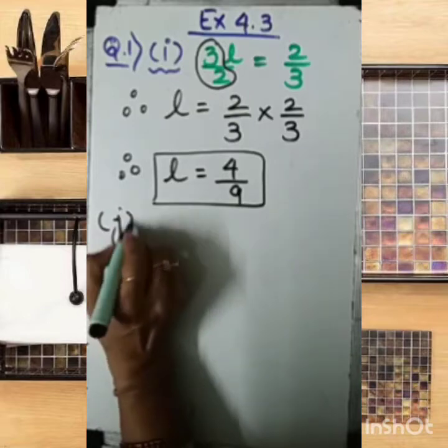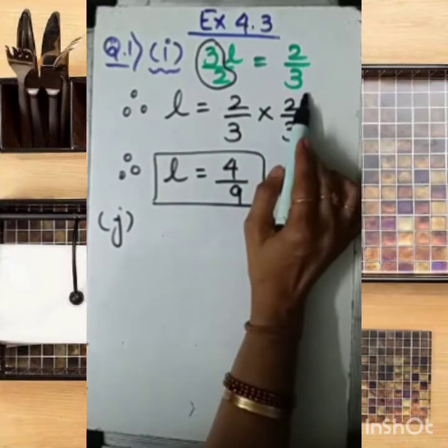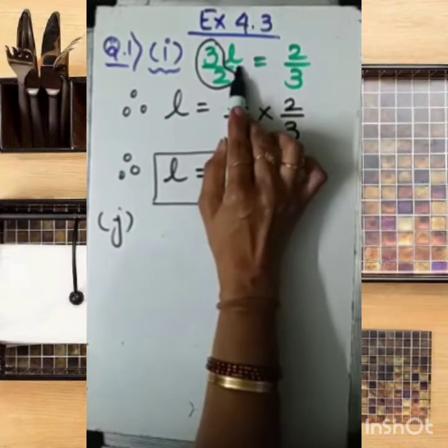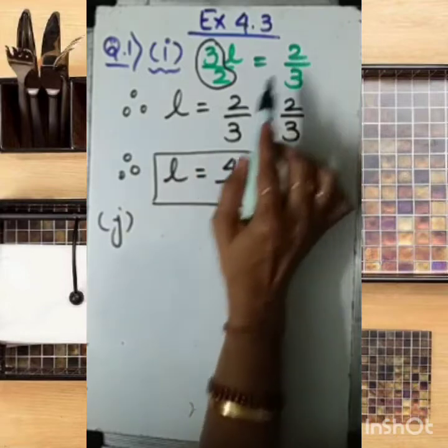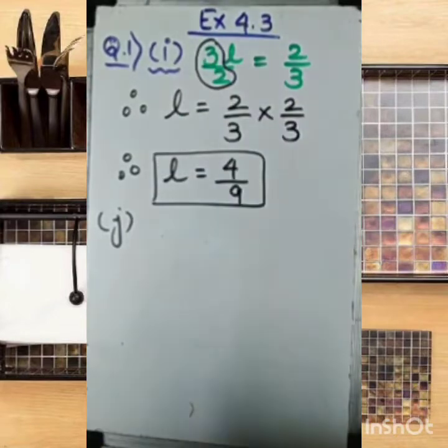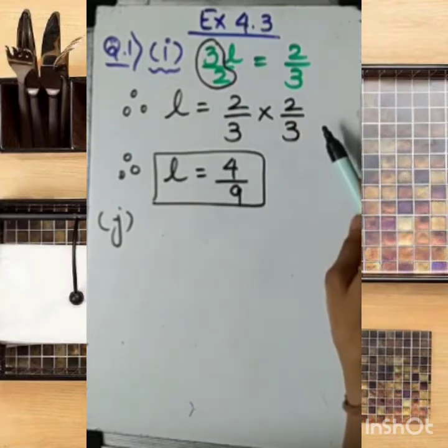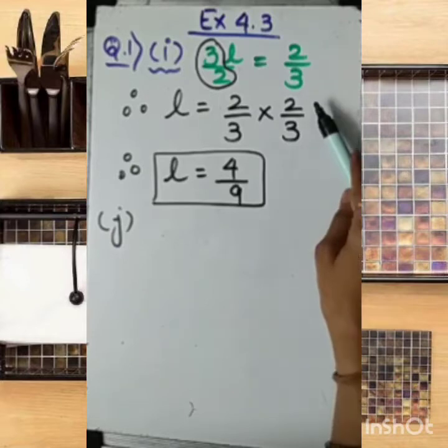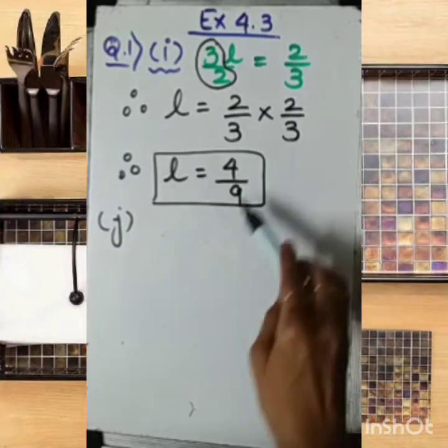Once again, I am explaining: 3l by 2 equal to 2 by 3. This equation we are given. In that, l is the unknown variable. We want to make l the subject. So 2 by 3 is already here. But what to do with this 3 by 2? This 3 by 2, if I shift to this side, we need to write its reciprocal. The reciprocal is 2 by 3. So 2 twos are 4, 3 threes are 9.